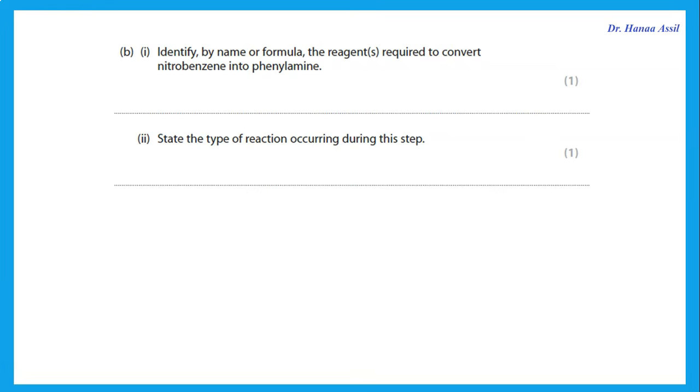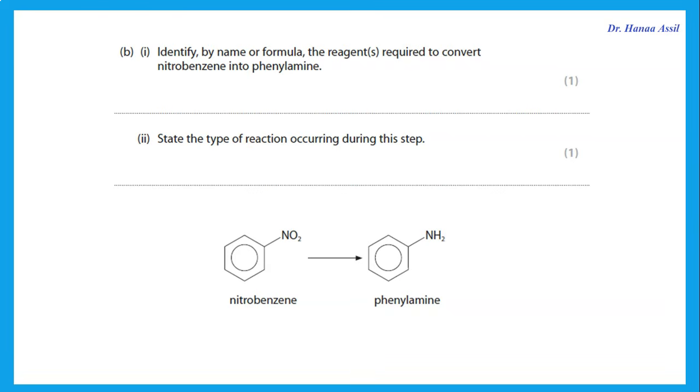Identify by name or formula the reagent required to convert the nitrobenzene into phenylamine. So now I have nitrobenzene. What do we react with to form phenylamine? Of course, you should know that this is with tin and concentrated HCl. This changes the nitrobenzene into the phenylamine. What type of reaction is this? When we change NO2 to NH2, this is a reduction.